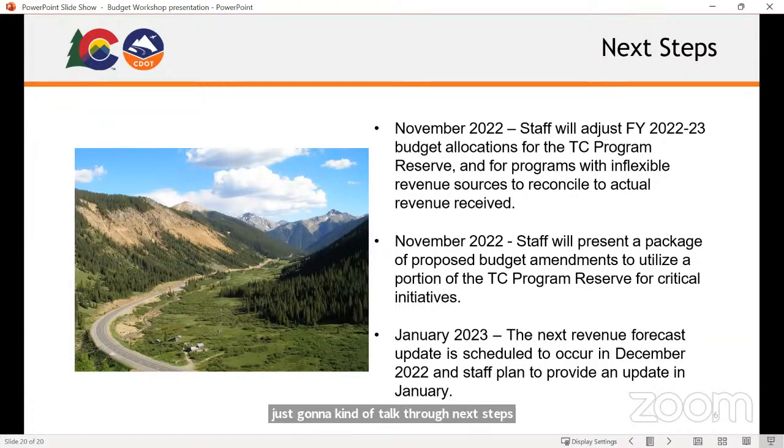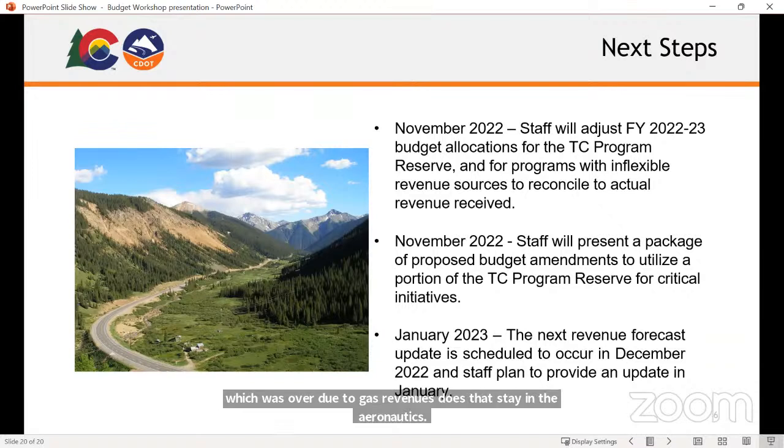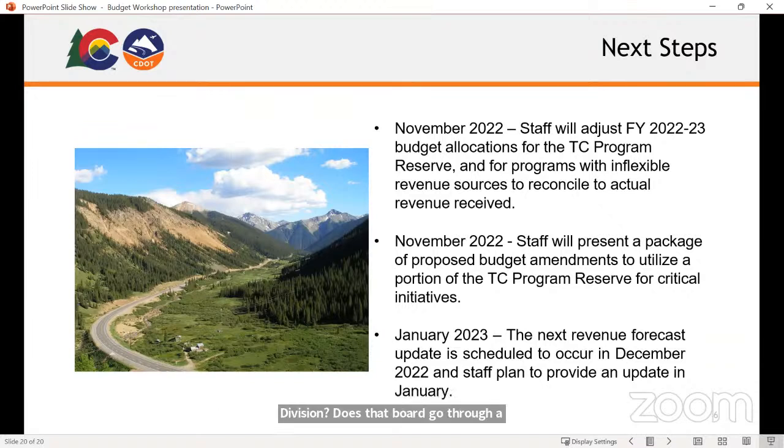So on the one inflexible, $26.1 million total, I think, which was over due to gas revenues, does that stay in the aeronautics division? Does that board go through a decision on how they could utilize those additional funds? Yeah, those are inflexible funds. They do stay in aeronautics, and that board does make decisions on how to allocate those funds. Mm-hmm. Thank you.